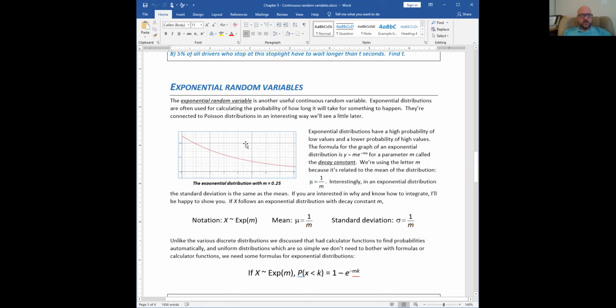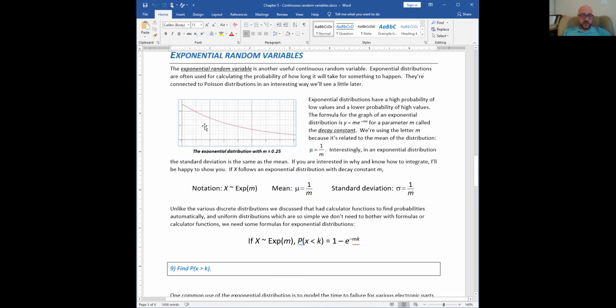So here is what your basic exponential random variable looks like. It is just an exponential function. The formula we're using, if we wanted to graph it, is y equals m e to the minus mx, for m some parameter depending on what thing you're finding the probability of. It's called the decay constant. If you think back to algebra, this is just your basic exponential graph, an exponential function with e to the power of something.